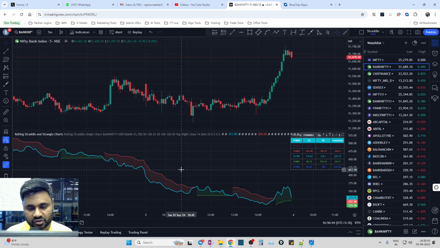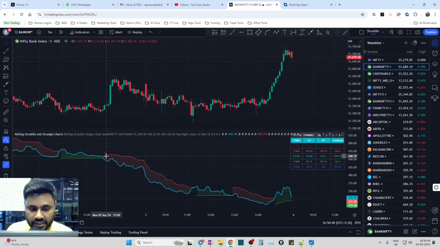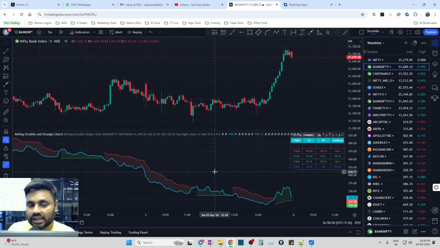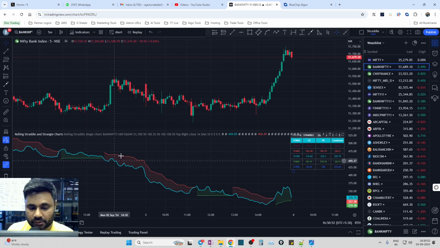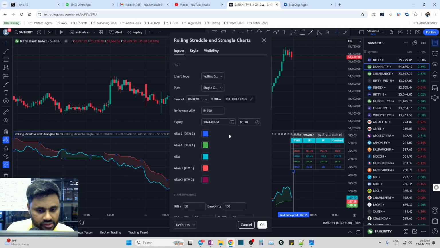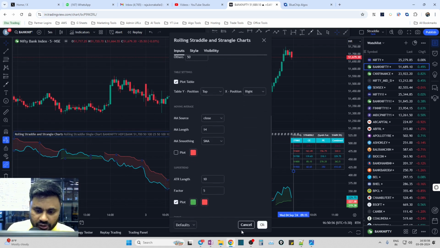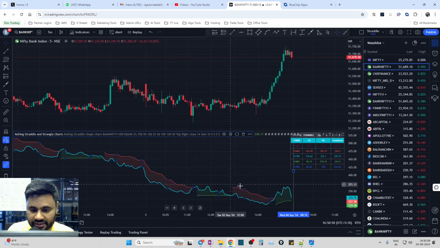But you also have to remember that it's not very easy for you to directly go and trade as per the graph. You need to do a little bit of groundwork before you implement these strategies. So this is a super trend.